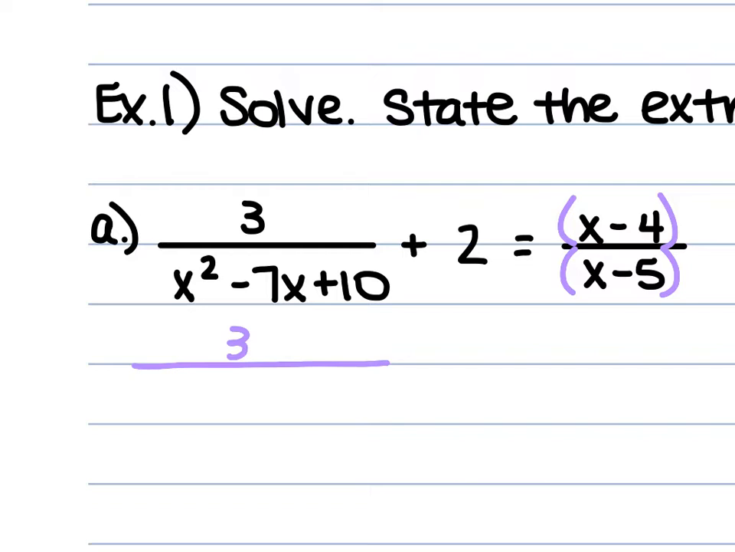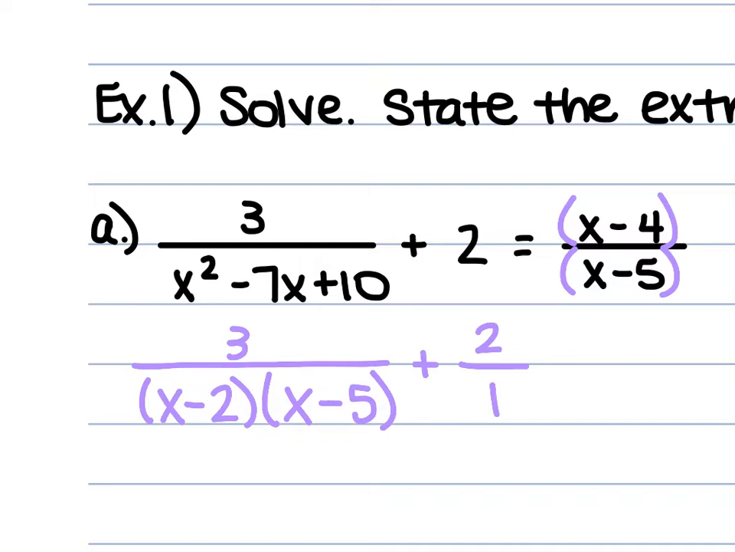What are the factors of 10 that add up to be negative 7? Then we have a negative 2, so it's x minus 2, and a negative 5, so that's x minus 5. We can make this 2 over 1, and then we're going to have x minus 4 over x minus 5. So from here, what is your least common denominator?